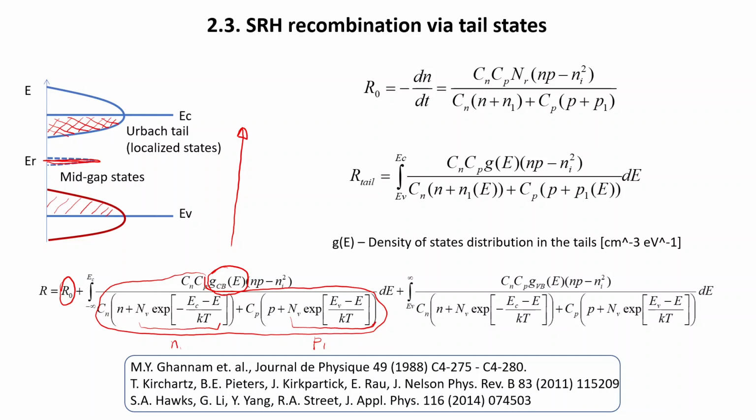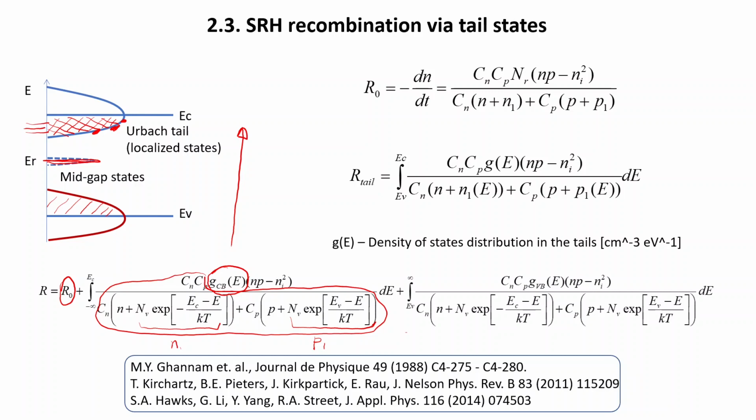For each energy, like here, here, here, we will have different numbers of localized states. By multiplying them by the equation which describes the net recombination rate for trap-assisted recombination based on Shockley-Read-Hall recombination, and integrating it all over the energy distribution of this tail, we get the total contribution of these localized tail states towards trap-assisted recombination.